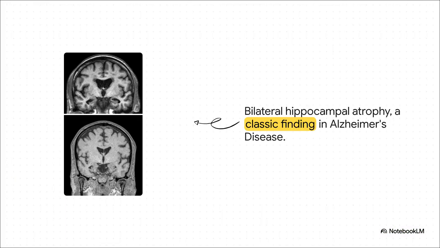And this right here, this picture tells you pretty much everything you need to know about the number 1 cause, Alzheimer's. Look at that. See how shrunken the hippocampi are? Those are the memory centers of the brain. When you see that kind of volume loss, it makes perfect sense why the classic symptom is this slow, creeping memory loss that just gets worse over time.